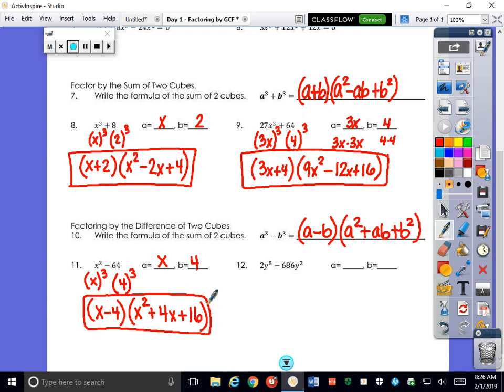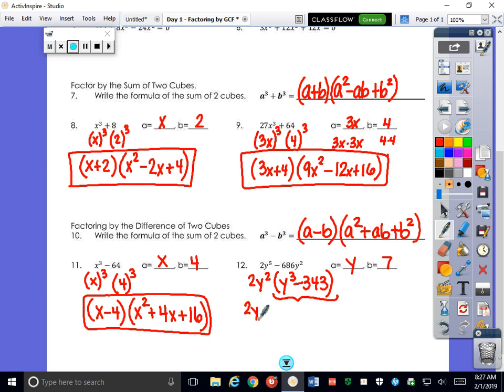All right, for this one, y to the 5th is not a cube. So we actually have to do a combination of what we did up top, which is the GCF. So these have a 2 and a y squared in common. So I'm going to factor that out, leaving me with y to the 3rd minus 343 when I divide 686 by 2. Now, this is a difference of cubes. So my a is actually y, and my b is actually 7, because 7 times 7 times 7 is 343.